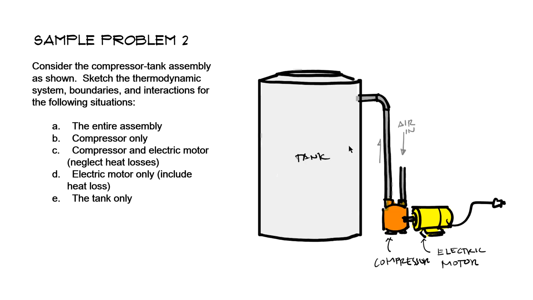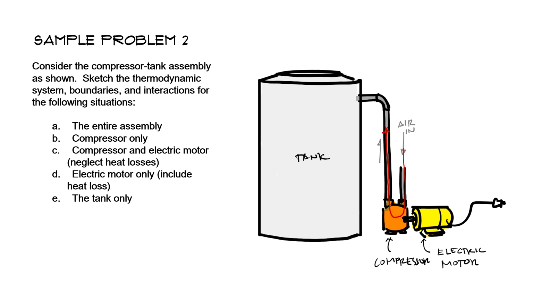The next one is problem 2. Consider the compressor tank assembly as shown. Sketch the thermodynamic system boundaries and interactions for the following situations. So here's our assembly. We have here a compressor. A compressor is a device that moves air from lower pressure to higher pressure. So it sucks air inside this compressor, and then it outputs the compressed air. When I say compressed air, that means higher pressure.